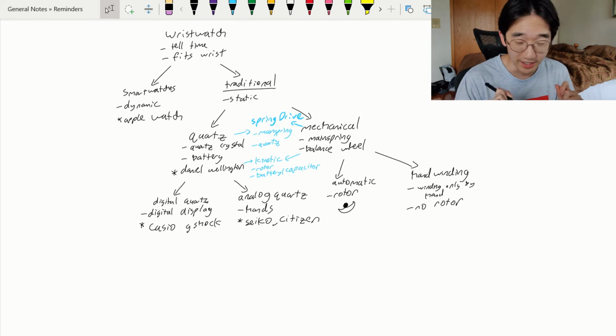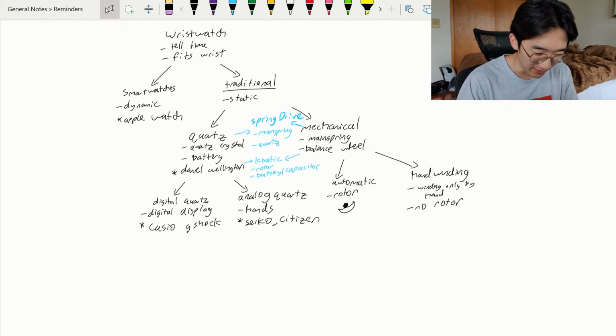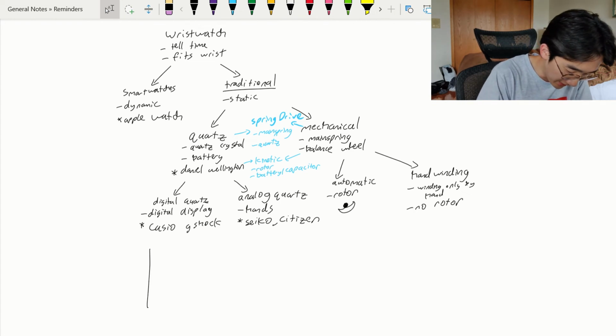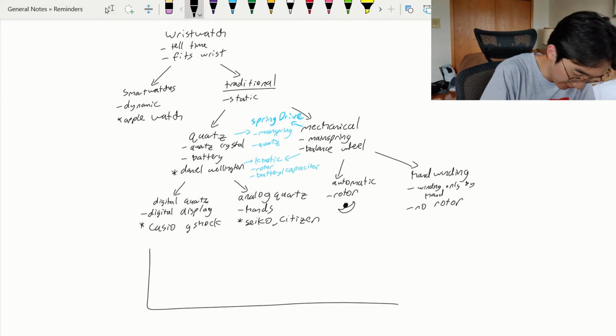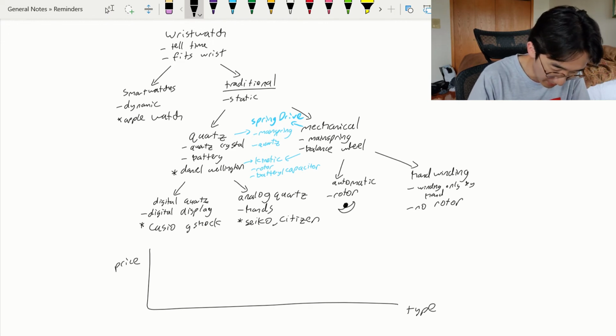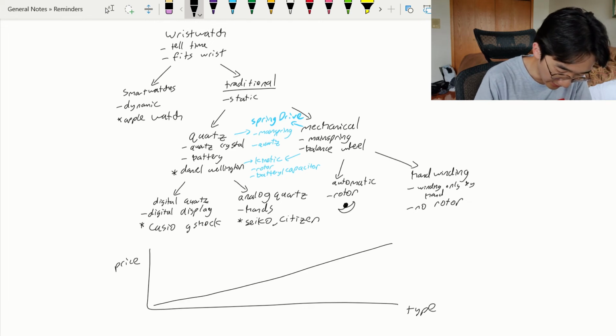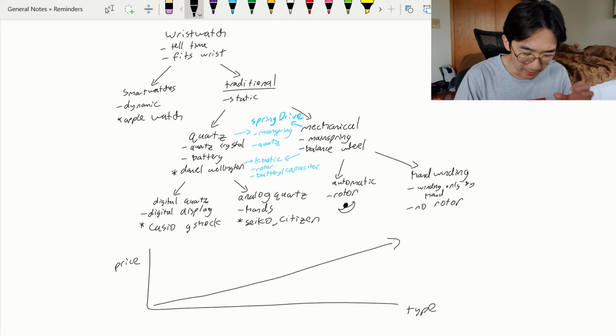Now, one last thing before I end the video, I just want to show some kind of interesting trend that you'll notice between these different types. If I show here a graph, if the y-axis is price, x-axis is type, and the type is right over here, typically the price goes like this. So typically your digital quartz watches are the cheapest watches you can buy, followed by analog quartz, followed by automatic watches, and followed by hand winding.